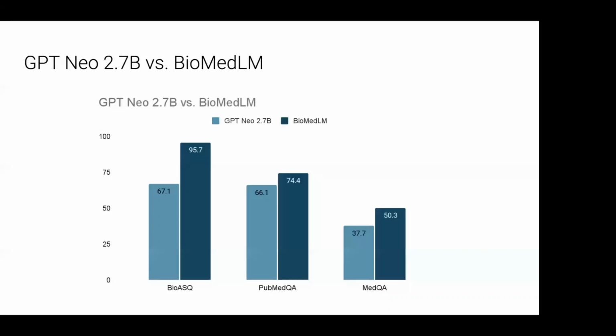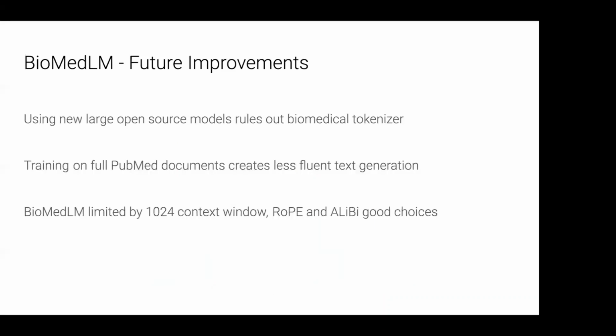So I feel like this graph encapsulates the value of pre-training on the domain text that you're interested in.